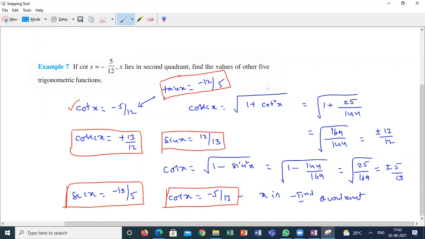So the rounded values I calculated, and the ticked values are the given data. And this is also the second quadrant. In the second quadrant, only sine and cosecant are positive. Rest of all are negative. Is it clear, guys? In these kinds of questions, we get 2 different values, more than 1 value. You have to judge which value to choose as the correct answer. This will come under judgment based questions.